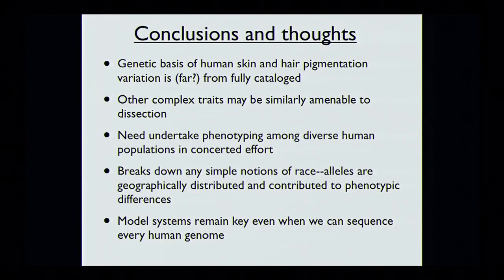Other complex traits may similarly be amenable. We need to undertake, in my mind, phenotyping across diverse human populations. To me, it breaks down any simple notions of race. The alleles are geographically distributed and contribute to phenotypic differences. In this regard, I'm in violent agreement with Aravinda that this isn't about race and classification. This is about the distribution of alleles that have impacts on biomedical traits. And I think it's really, really important that we characterize this.